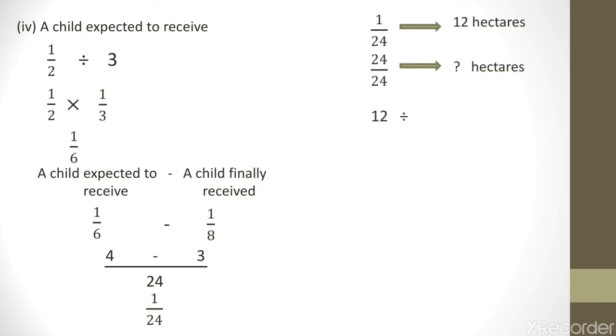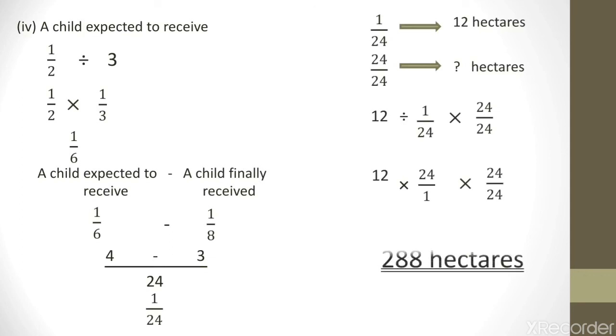Then 12 divided by 1 over 24, times 24 over 24. Then you can do the simplification. 12, multiplication mark, and the reciprocal multiplication, 24 over 24, you can cancel those 24 to 24. Then 12 times 24 is 288 hectares. That is the answer. So if you follow those steps, you will gain an easy answer. If you were able to do this question by pausing this video before you watched the answers, that means you have done an ordinary level question which was in 2008 for the first part.